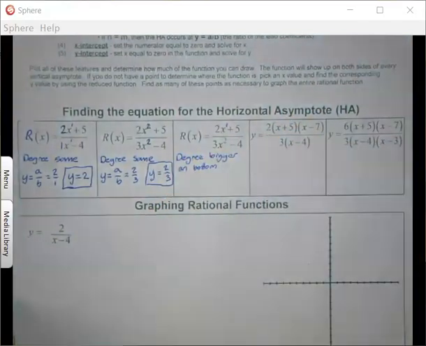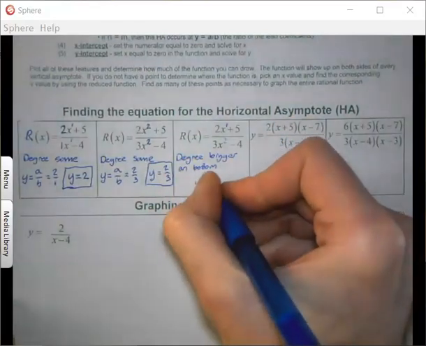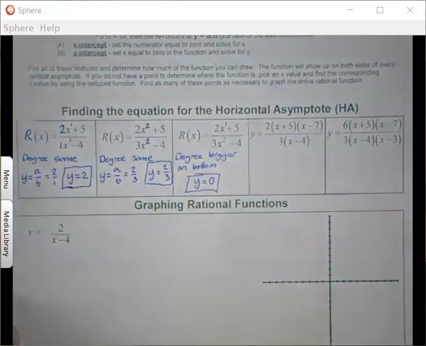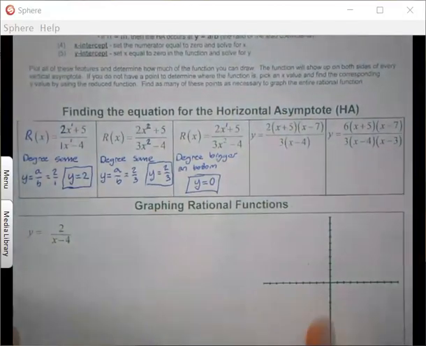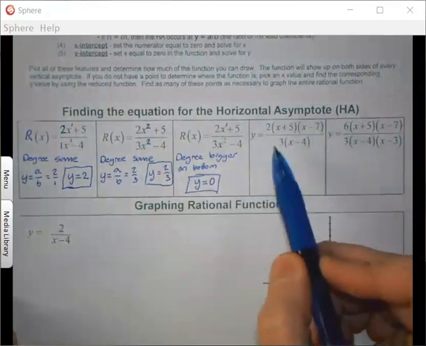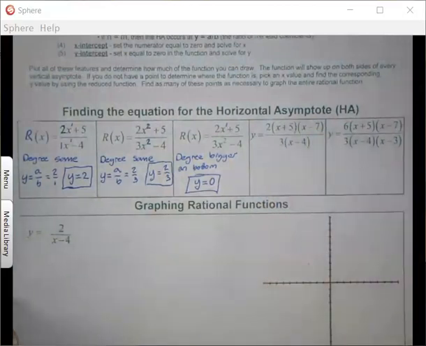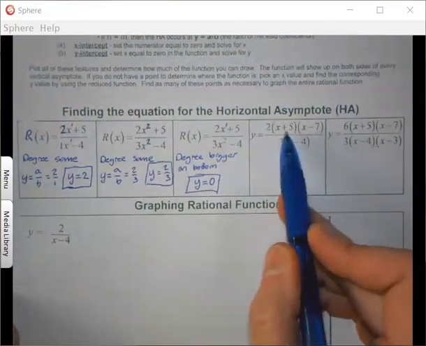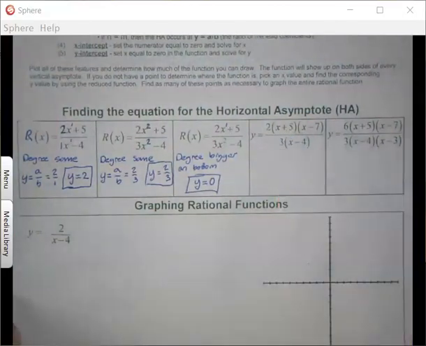When the degree is larger on the bottom, your horizontal asymptote is at y equals 0. All right, next. In some cases, you will see that our rational function has already been factored. So we do need to think about what would it be if we distributed.